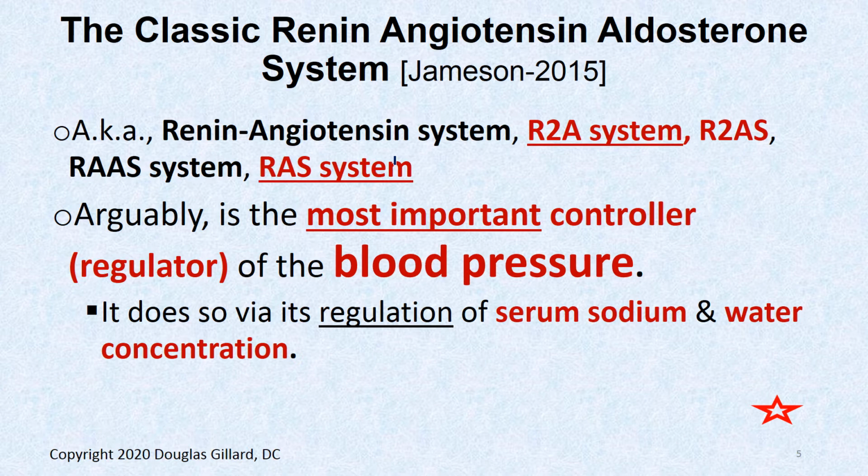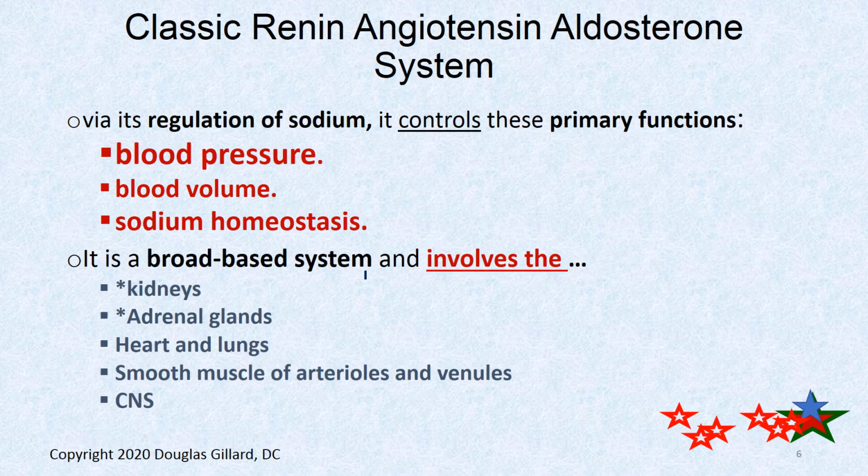This is arguably the most important controller and regulator of blood pressure, based on aldosterone and ADH mainly. There are other important functions with this as well, but it has a lot of function. One of its major functions is to control sodium balance, sodium homeostasis in the body, and therefore that helps control blood pressure as well. Via its regulation of sodium, it controls blood pressure, blood volume, and sodium homeostasis.